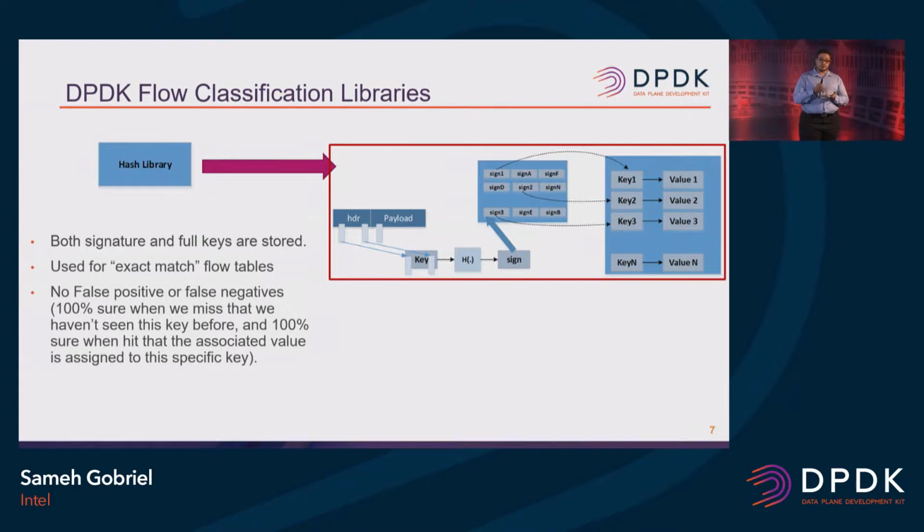So the idea is you get a packet. The library will give you an exact match with no false positives or no false negatives, which means you are 100% sure that if you get a match, this is your key. And if you get a miss, you are 100% sure that you have not seen this flow key before. So that's typically what the flow table is: exact match, 100%, you are absolutely certain that your answer is correct.